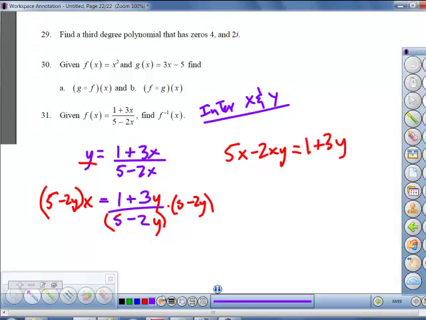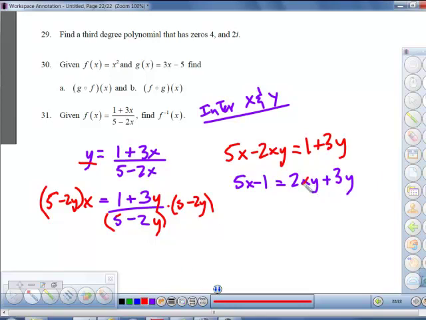Now, since I need to get the y by itself, I want to try to push all the y terms to one side and all the x or non-y terms to the other side. So I'm going to do 2 in 1 step here. I'm going to subtract the 1 and then add the 2xy. So that's 5x minus 1 equals, I'm going to add the 2xy plus the 3y.